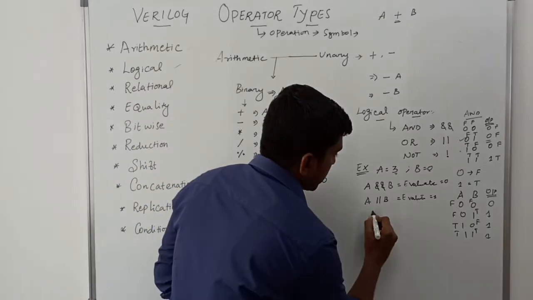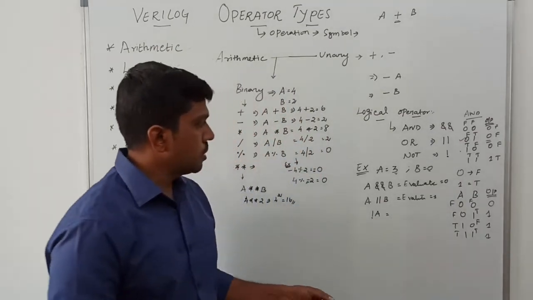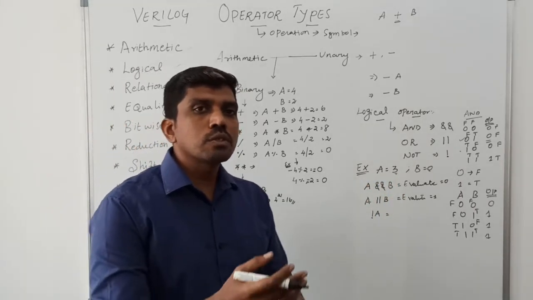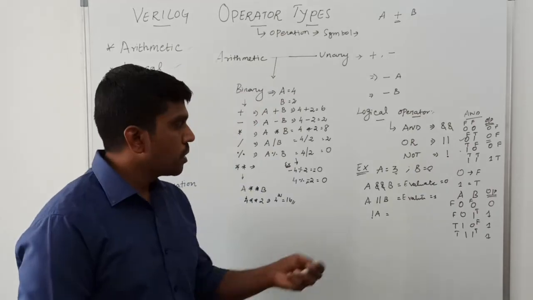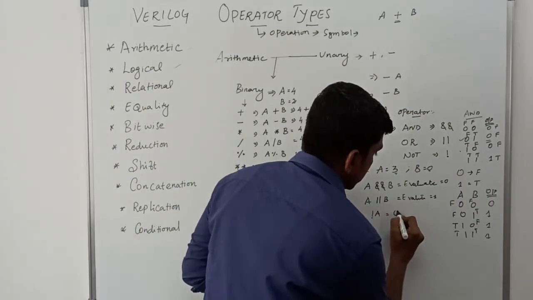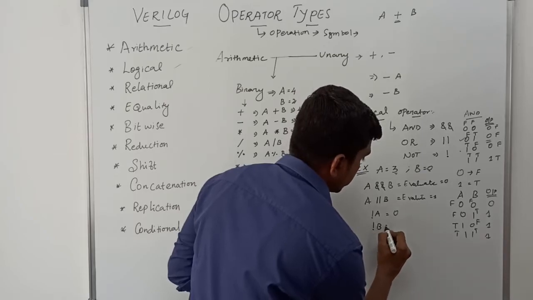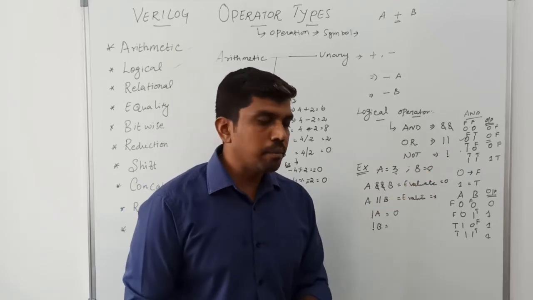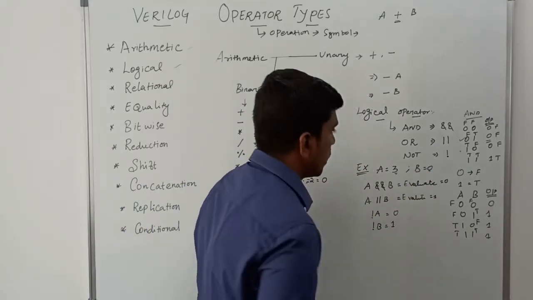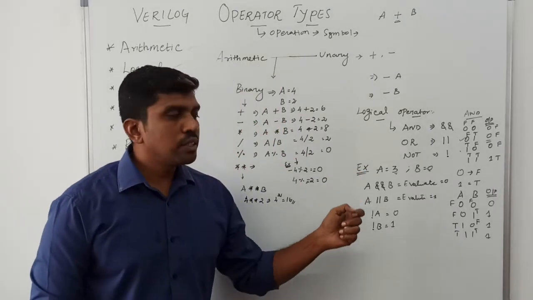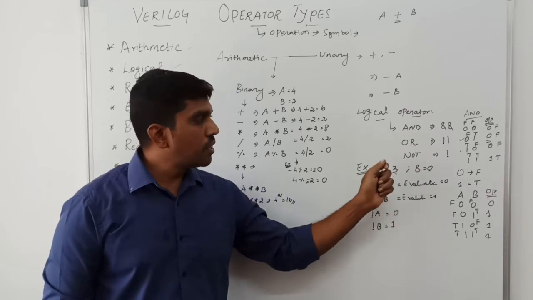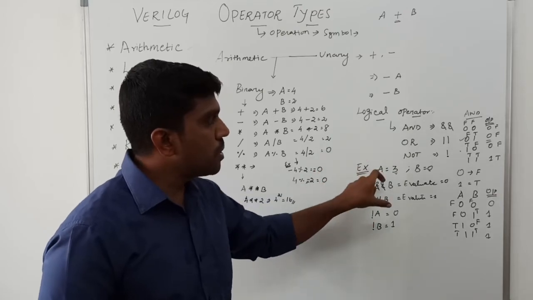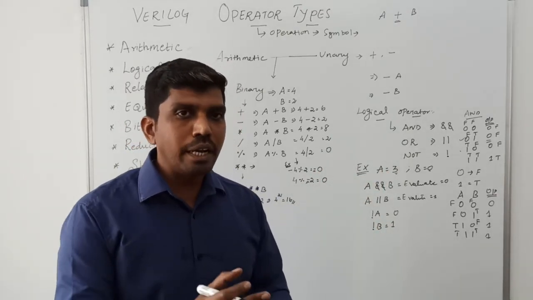Then you perform the NOT operation. NOT of A: operand A is a non-zero value, so if you take the NOT operation, the result is 0. NOT of B: operand B is 0, so after taking the complement, the value goes to 1. Likewise we check the condition: if the condition is true, the output is true; if the condition is false, the output is false. So that is the logical operator. On this basis the operations also execute inside the program.